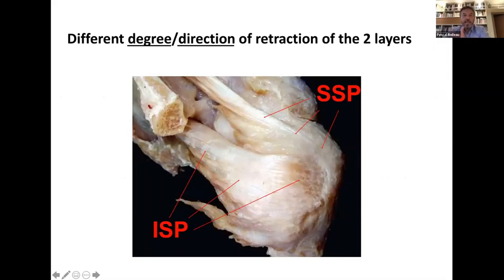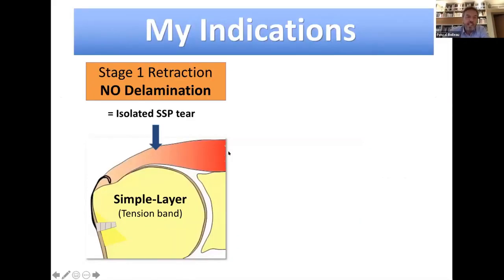And my indications are very clear today. If it's a stage 1 or 2 retracted tear with no delamination or a small delamination, I just do a tension band repair like this with an anchor lateral, a reverse mattress, and this works very well. I mean, I published this 15 years ago. It's 100% tendon healing. Why should I do something else? Why should I lose time in the OR with double row repair? Why should I waste money with a double row repair if I have 100% tendon healing in this configuration? It's difficult to do more than 100% healing, of course.